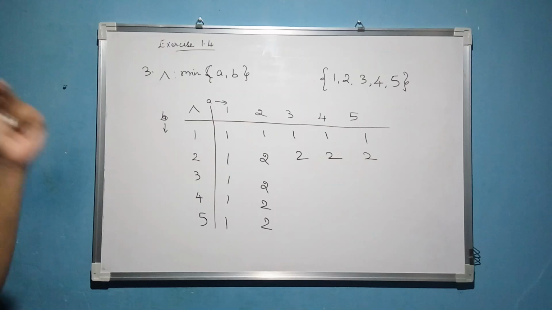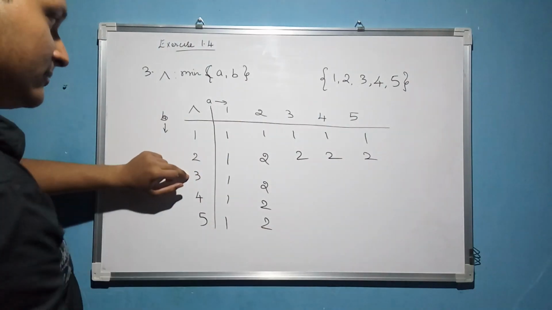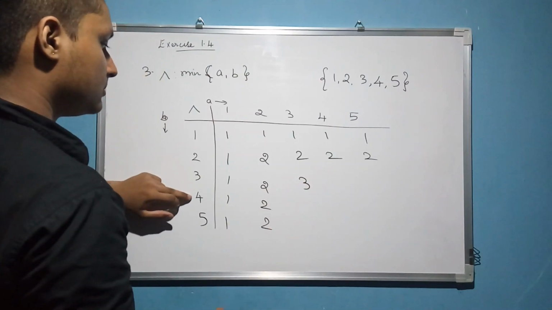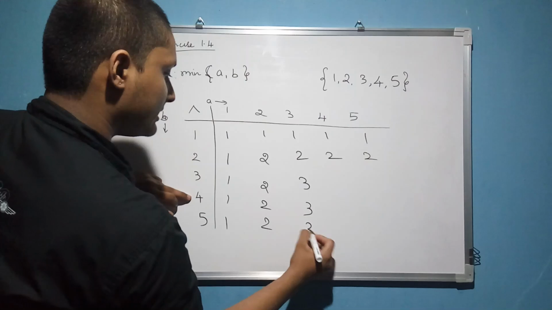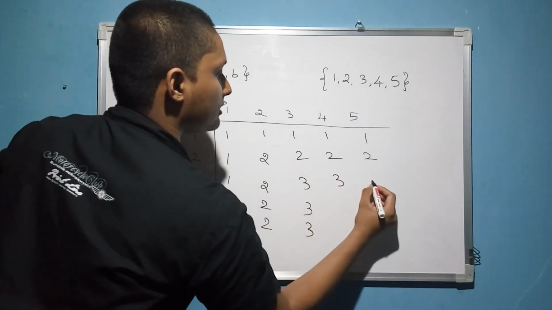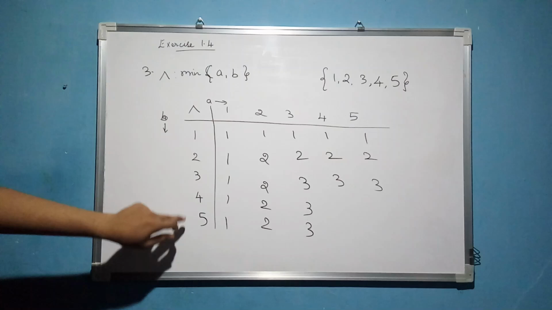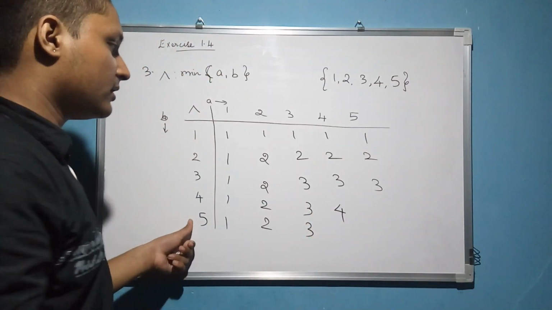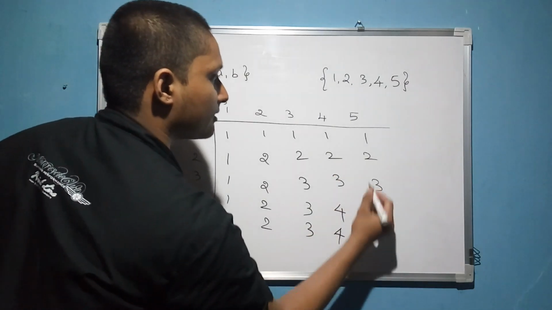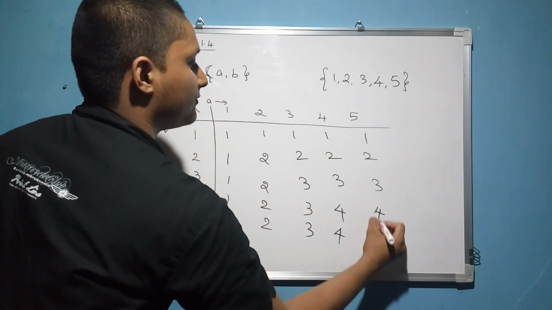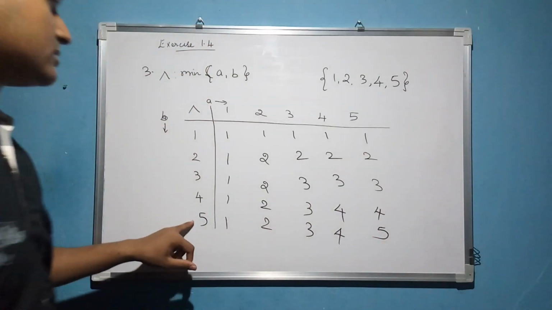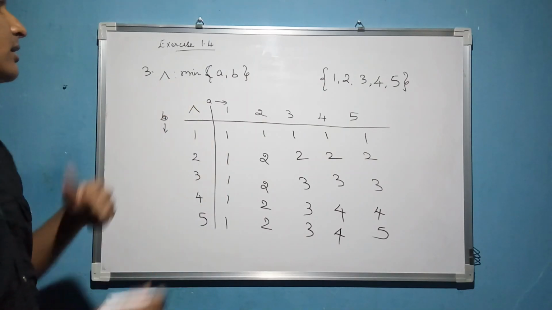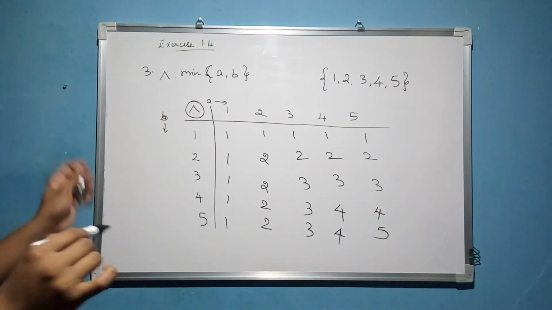Okay. Next you have third column and third row with 3. So 3, minimum out of 3 and 3 is 3. Minimum out of 4 and 3 is 3. And again 5 and 3 is 3. Again here also you get the same. Okay. Next you have 4 and 4 is 4. Minimum out of 5 and 4 is again 4. Again 4 and 5 is again 4. And the last one comes to be 5. Because minimum of 5 and 5 is 5. This is the operation table for the given operation.